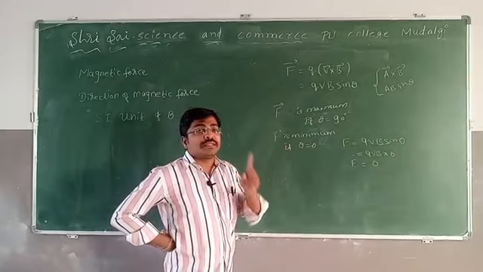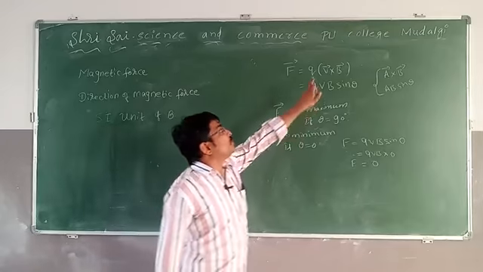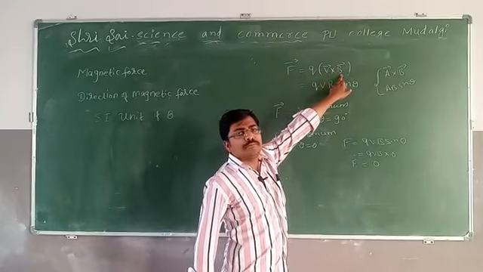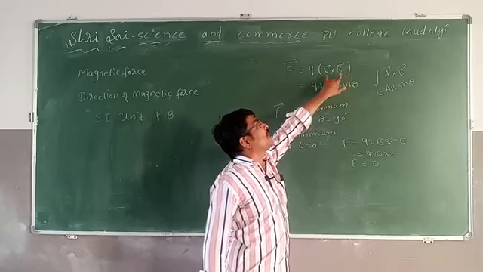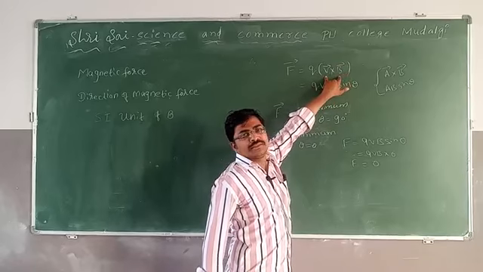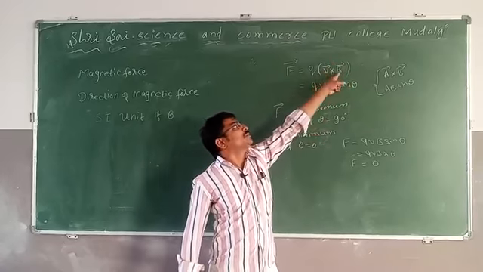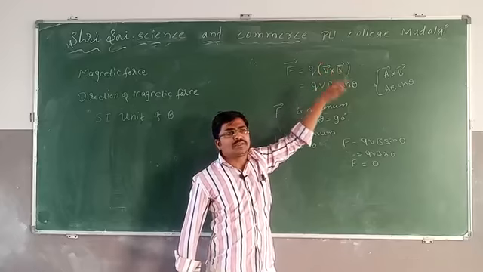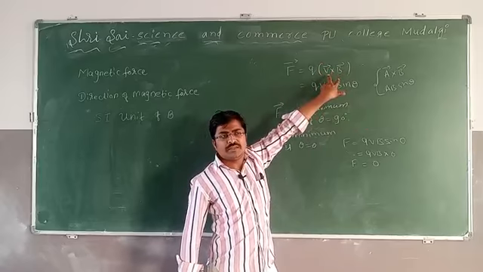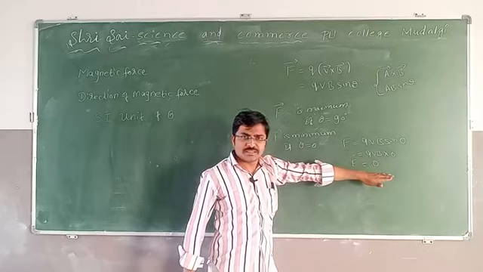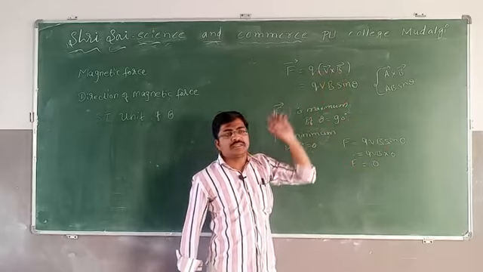Which theta is it? Theta is the angle between the velocity vector and the magnetic field direction. Remember, it is the angle between the velocity and the magnetic field. If the angle between these two is 0 degrees, then the force is minimum, that is 0. Force is maximum when the angle between V and B is 90 degrees.